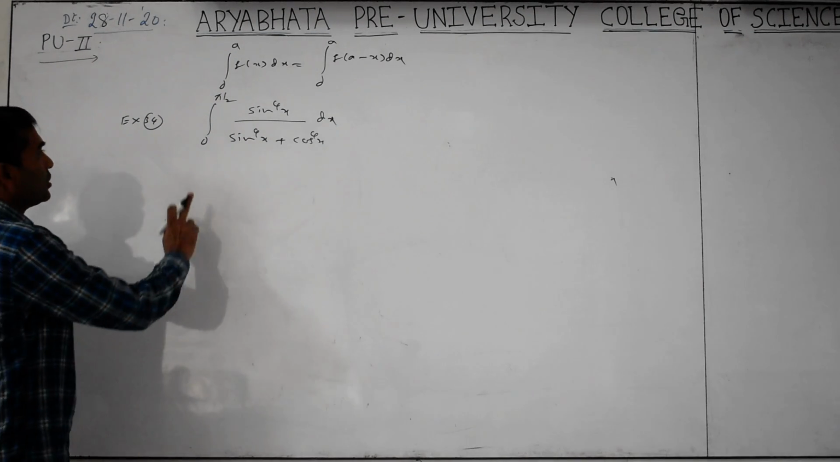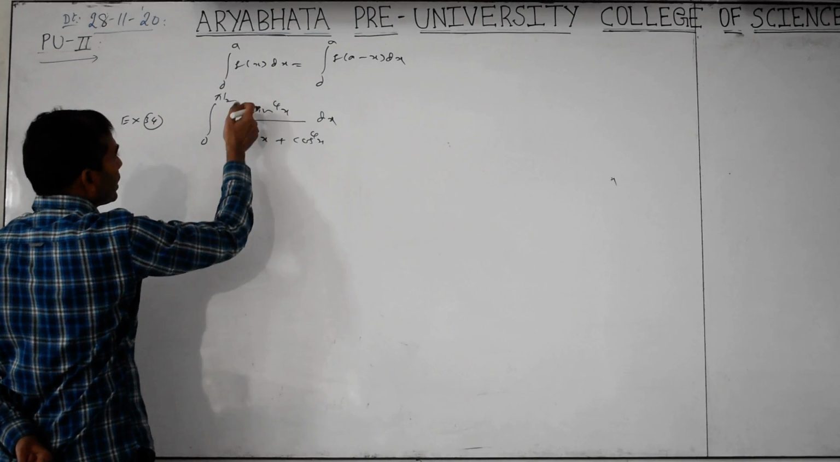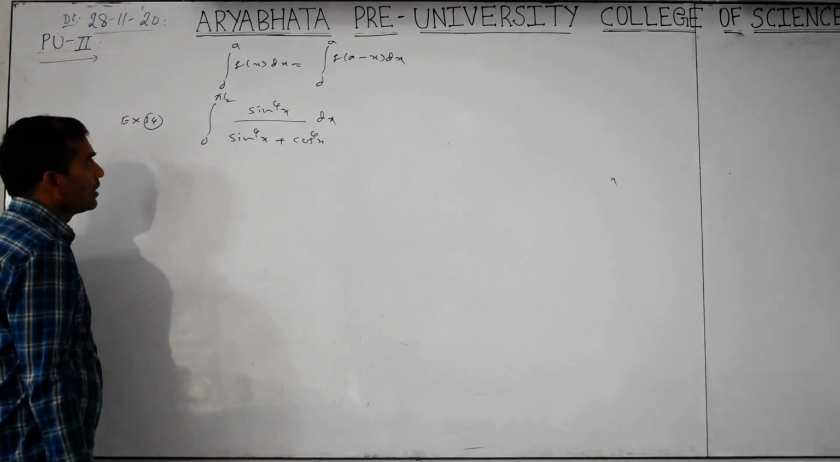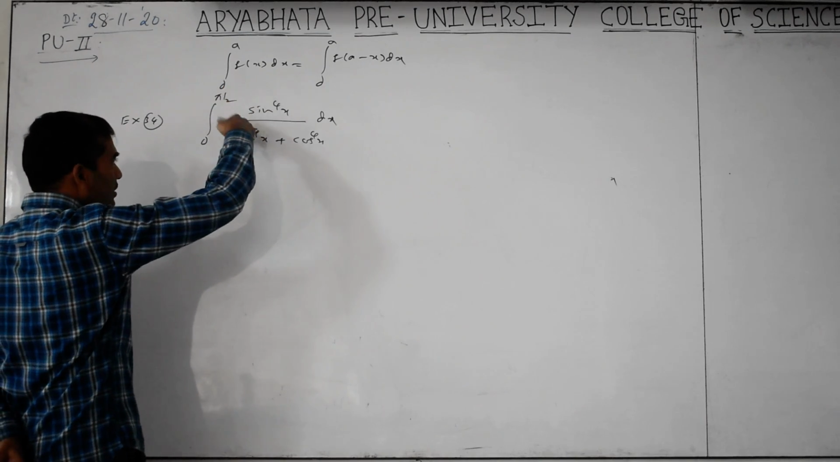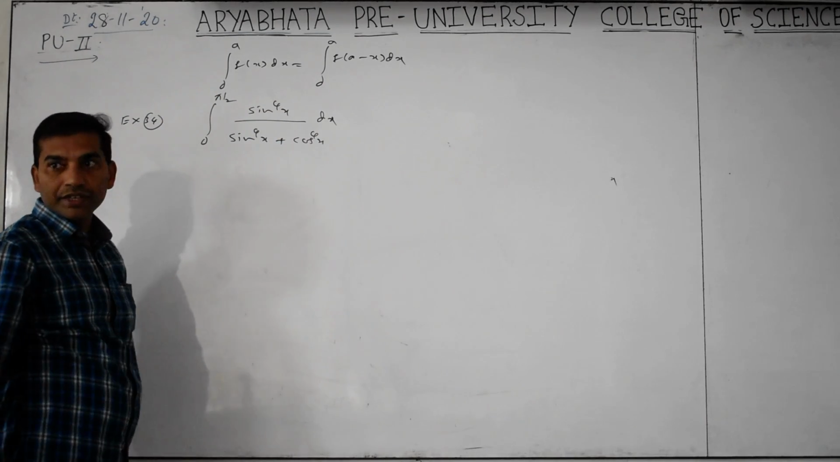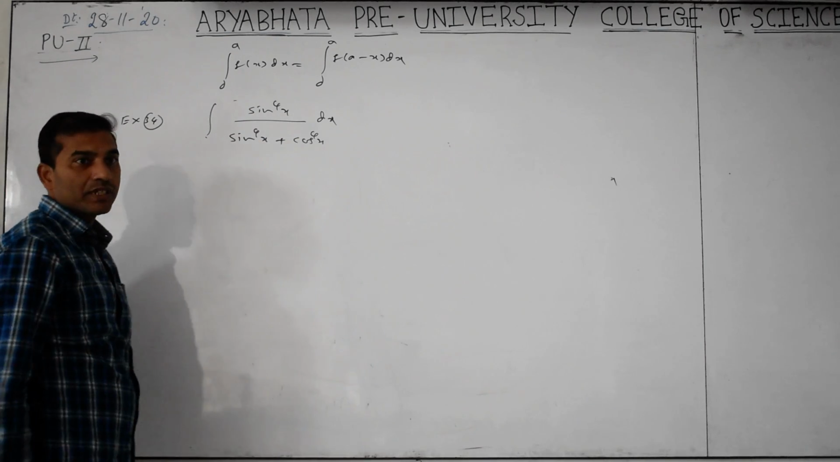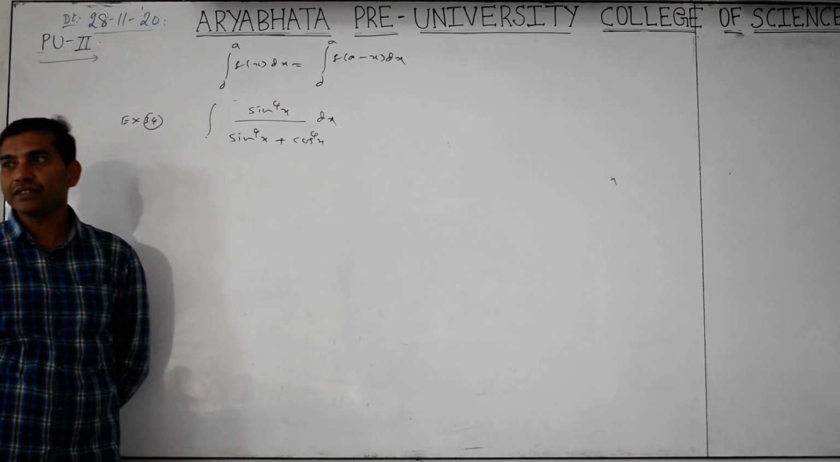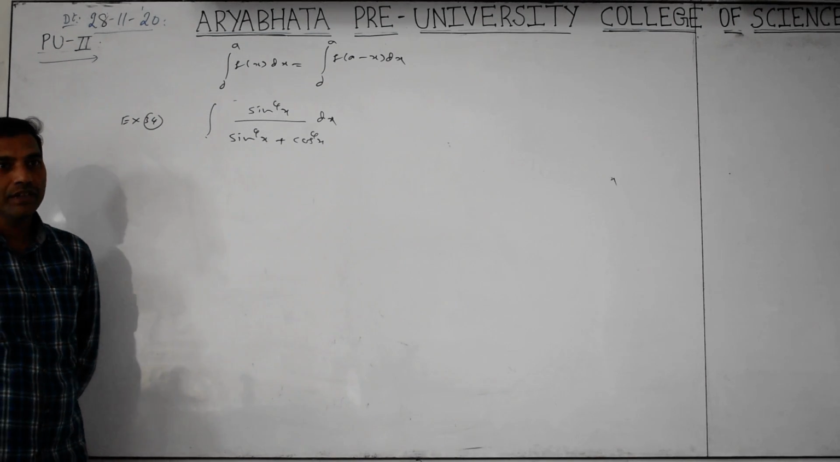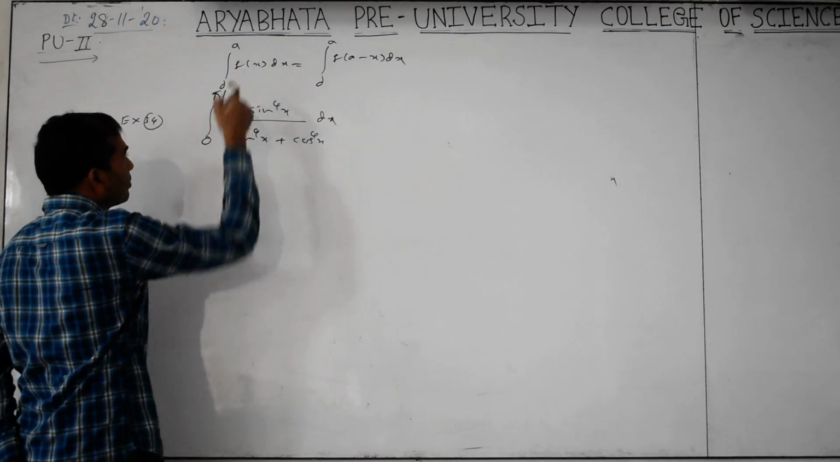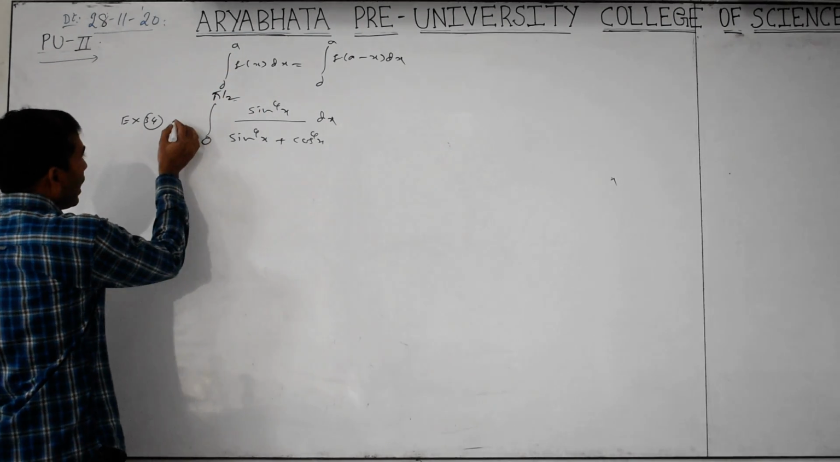0 to pi by 2 is in the form of 0 to a. So 0 to a, x is replaced by a minus x. If limits are not there, we can never find this. If there are no limits, integration cannot be found by using the indefinite integral concept. By using limits, that means by using properties only, this is possible. By using this property, let this be I.